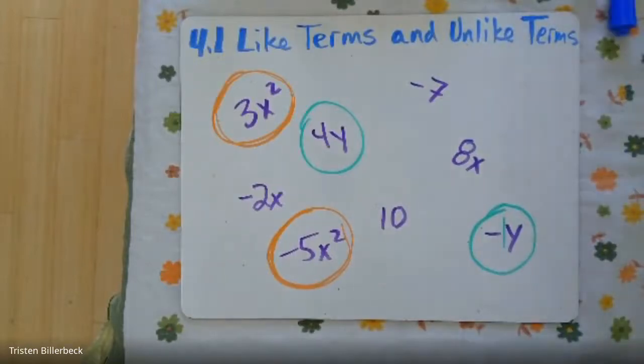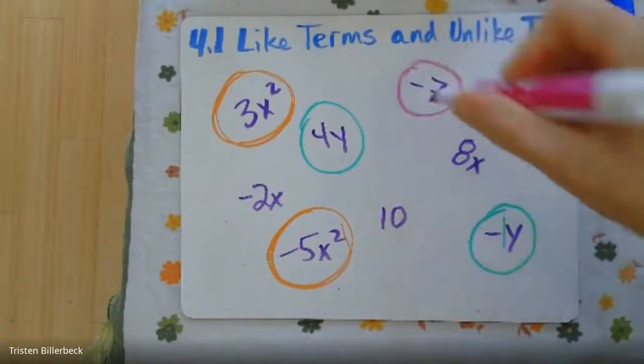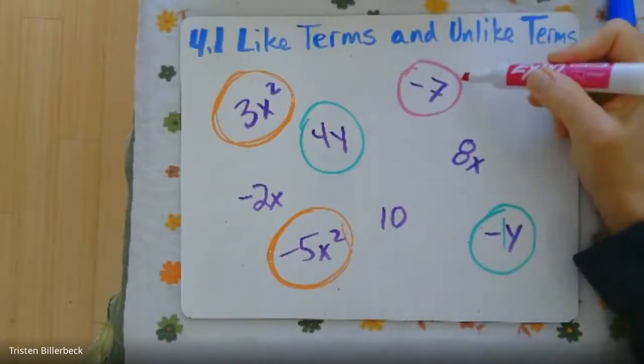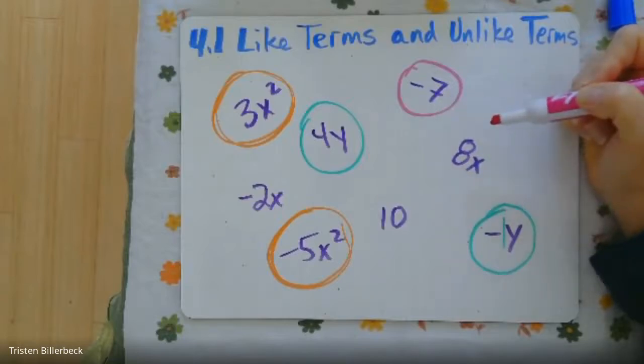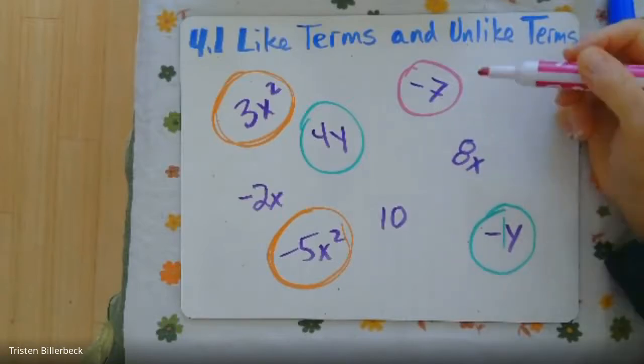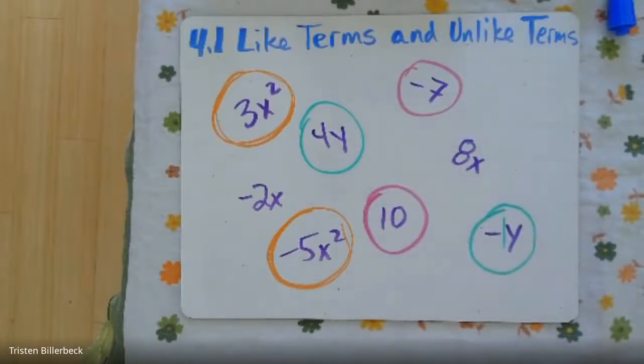All right, let's look at negative 7. This is a constant term, so it has no variable. So we need to find another constant or a constant term, and 10 happens to be it.